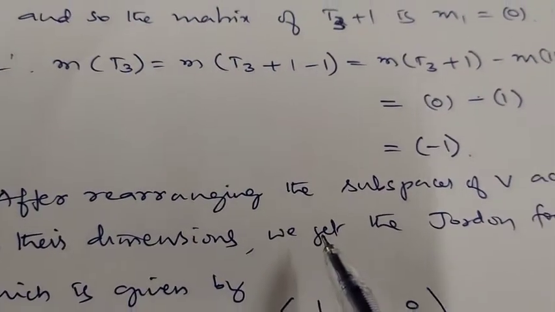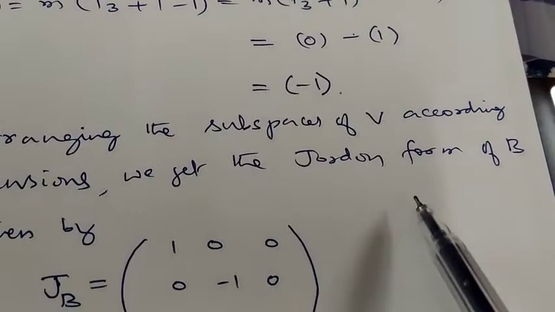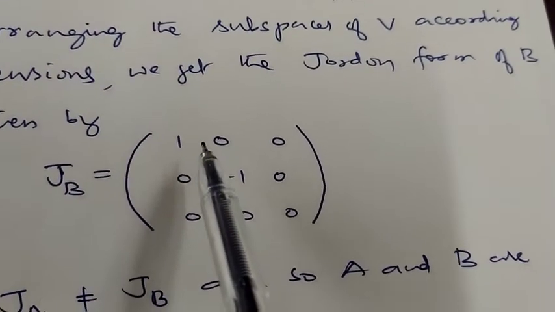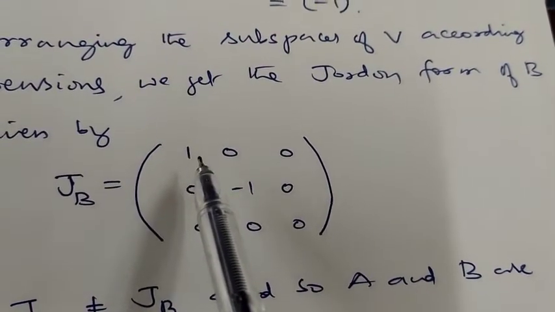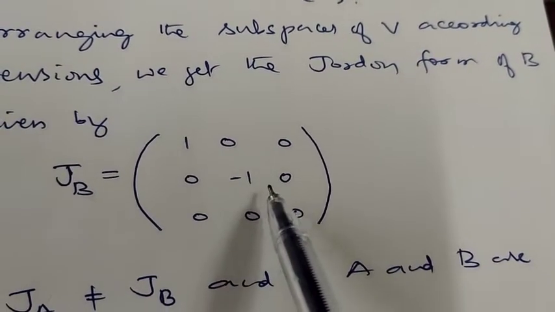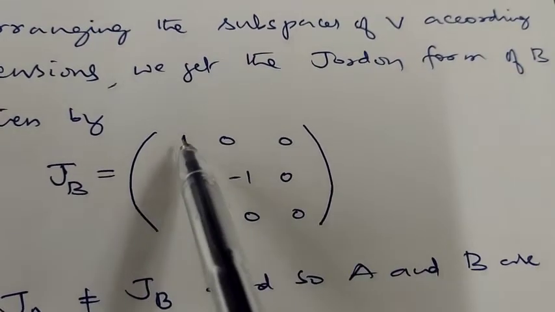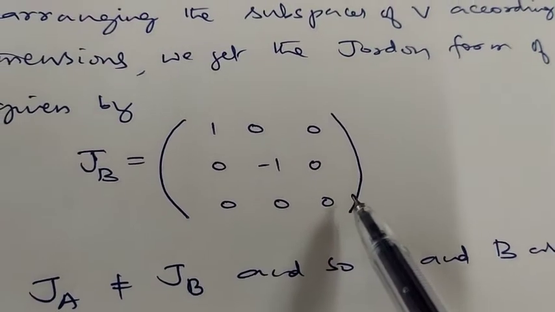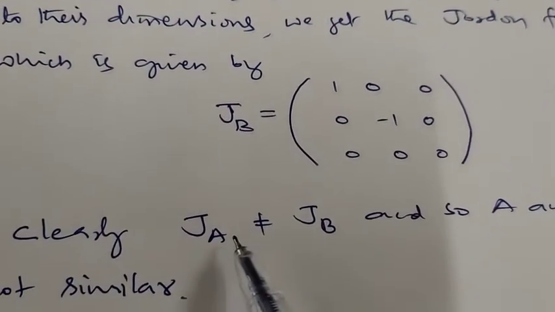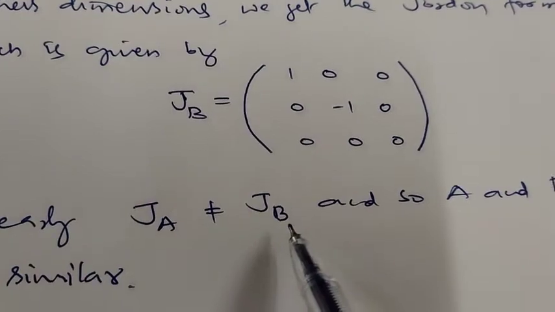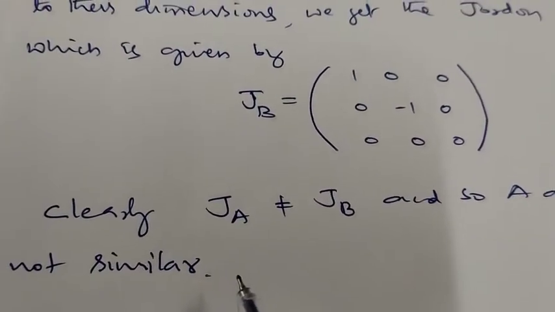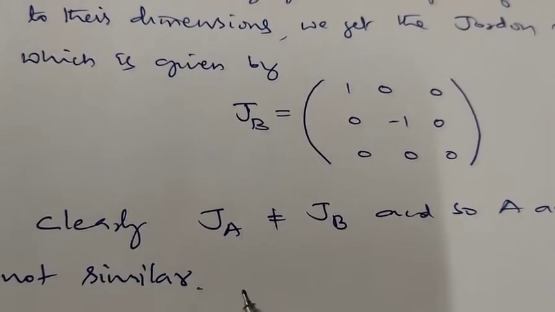After arranging the subspaces of V according to their dimensions, we get the Jordan canonical form for B, which is given by JB: first a 1 cross 1 matrix with entry 0, then 1, then minus 1. This is the first block, this is the second block, and this is the third block, J1, J2, J3. Clearly you can see that the Jordan canonical form for A is not the same as the Jordan canonical form for B. Therefore A and B are not similar. So the given matrices A and B are not similar.